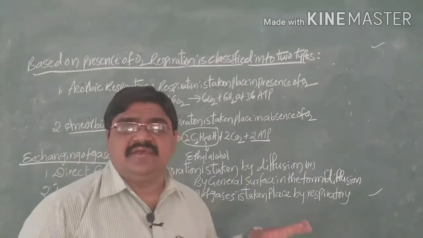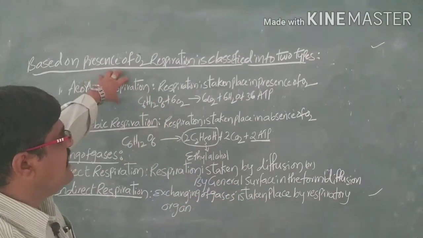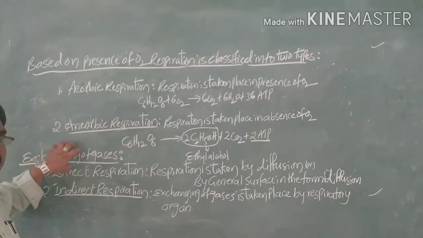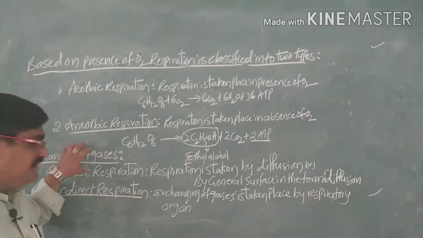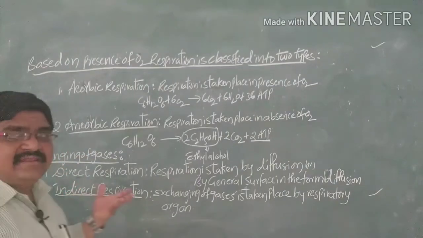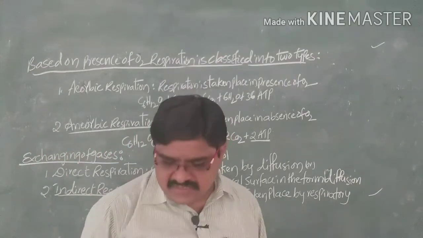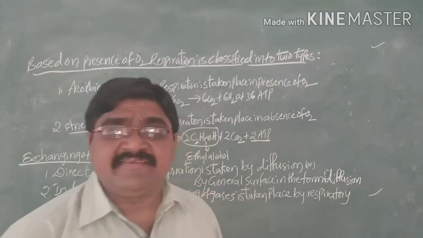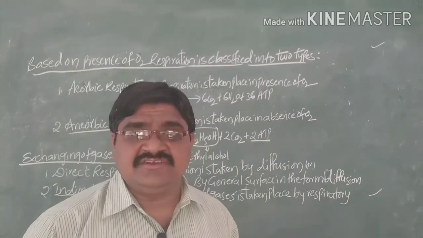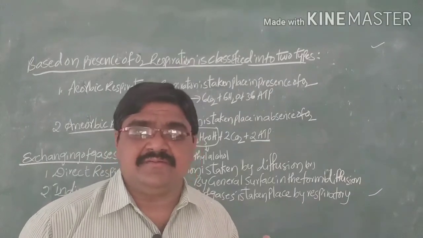So based on the presence of oxygen, there are two types, aerobic and anaerobic, and based on the exchanging of gases, respiration is classified into two types, direct as well as indirect respiration. This is the basic introduction, where we have general information about respiration.